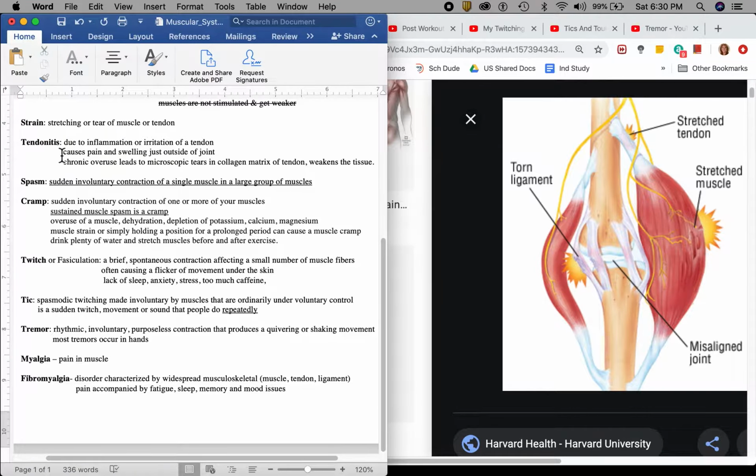Related to that is tendinitis. Itis always means inflammation. This is inflammation or irritation of a tendon, usually because you're chronically overusing it, leading to microscopic tears in the matrix of the tendon. This weakens the tissue, can cause an awful lot of pain and swelling outside of that joint.